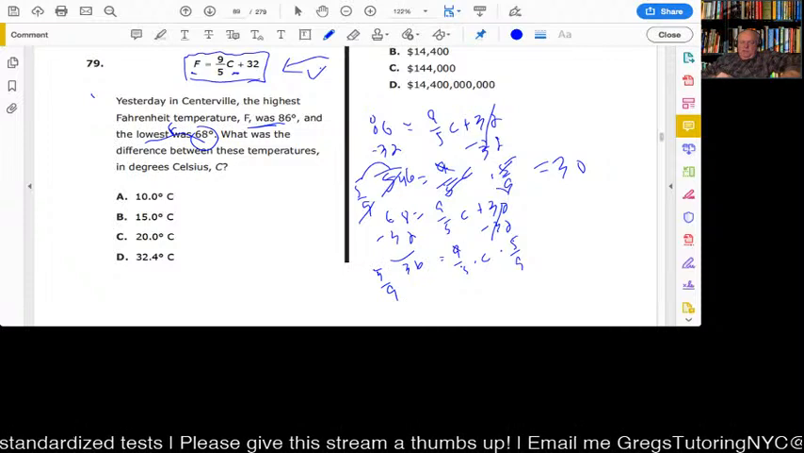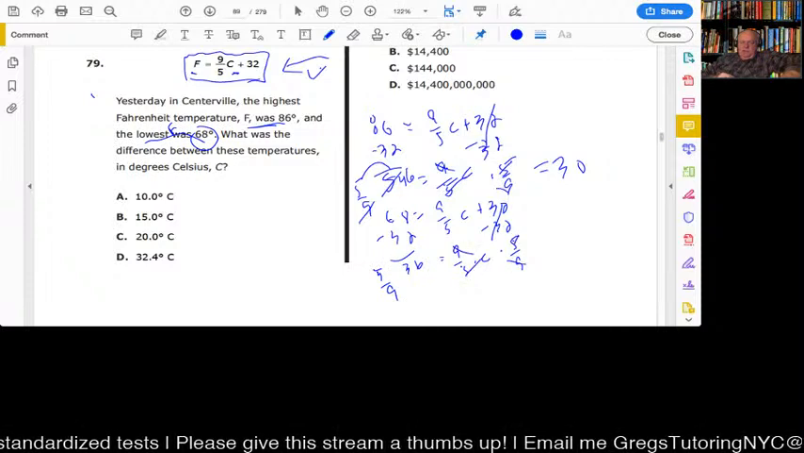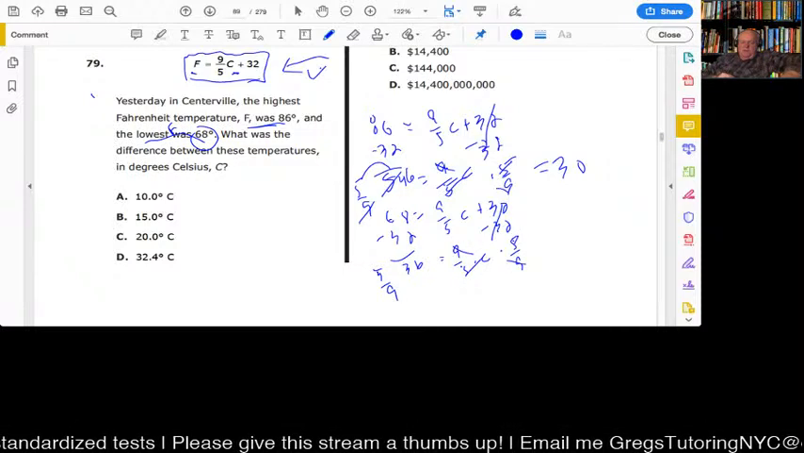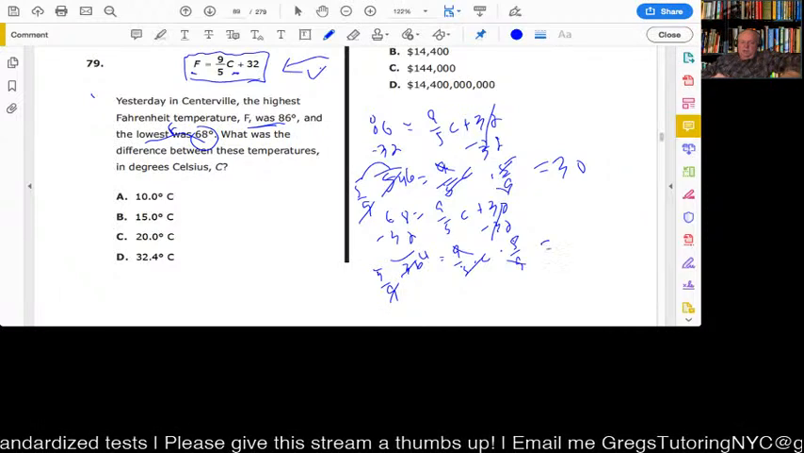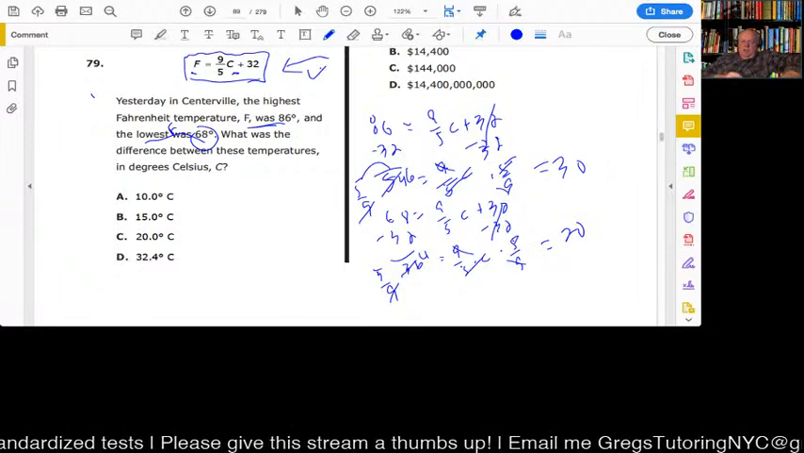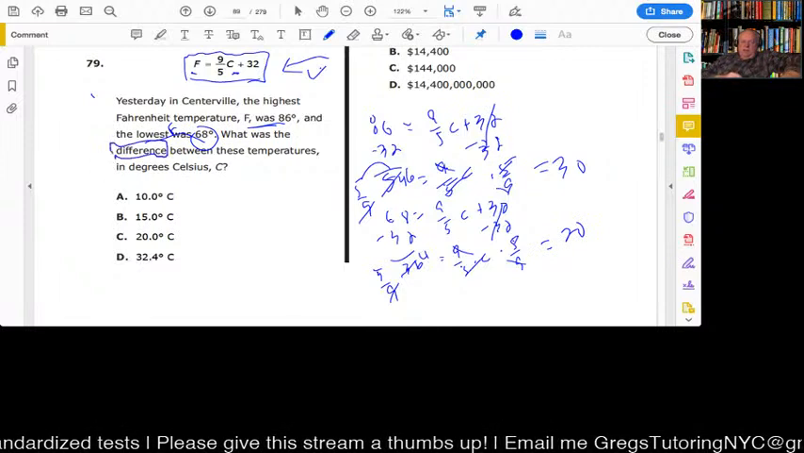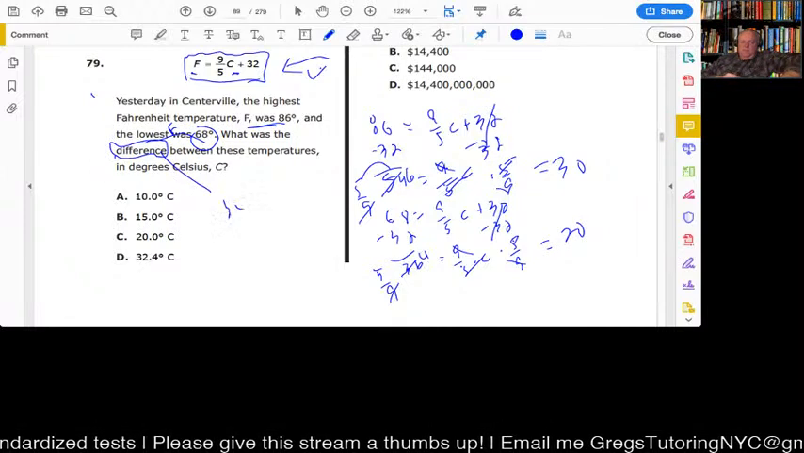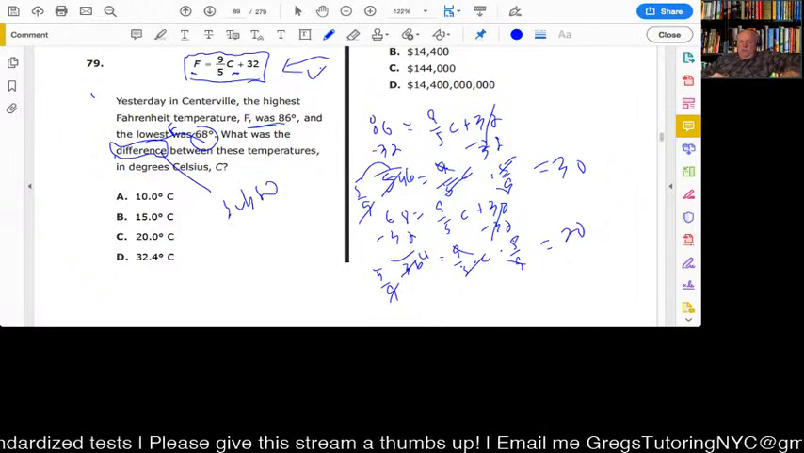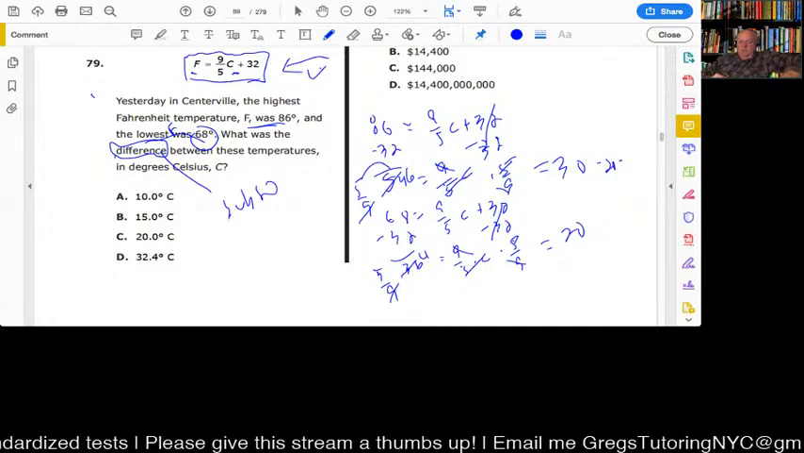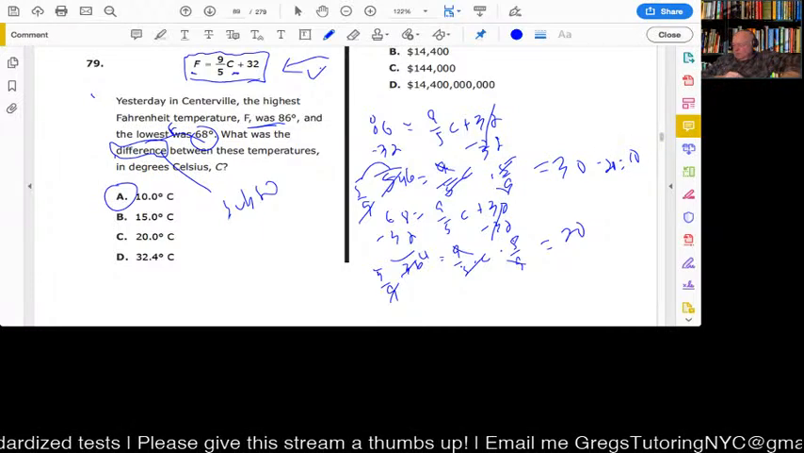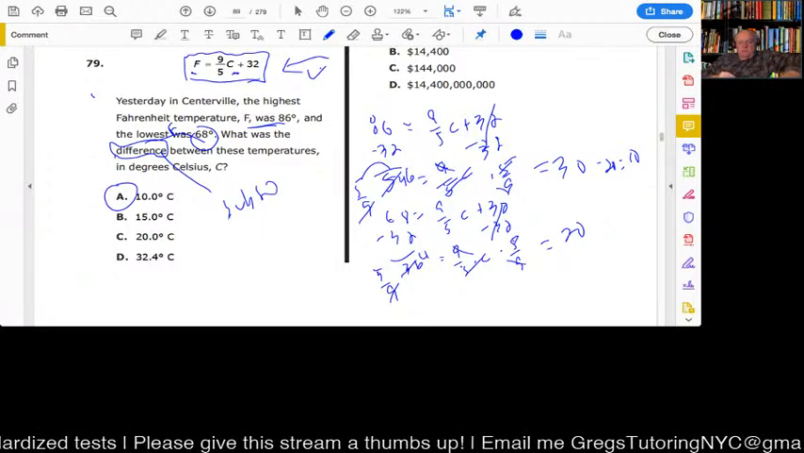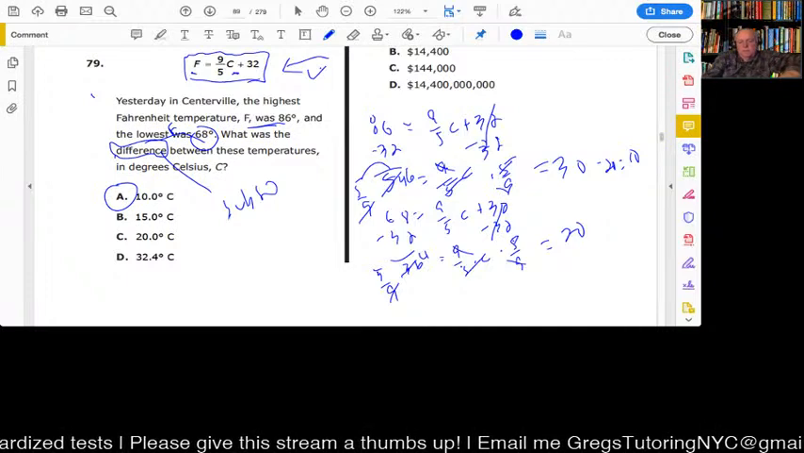This cancels. That cancels. Don't multiply 5 times 36. 9 goes into 36 4 times. Therefore, C is equal to 20. Okay, it says what's the difference? That means subtraction. So we're going to do 30 minus 20 equals 10. Okay, so the answer for 79 should be A. Yes, it is. Okay, good.